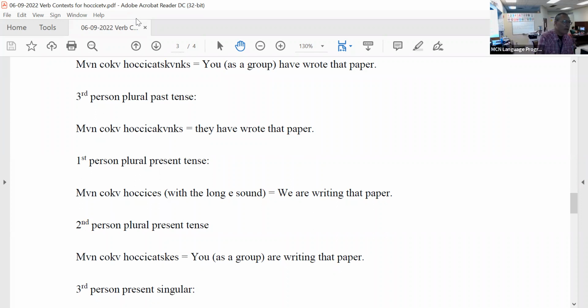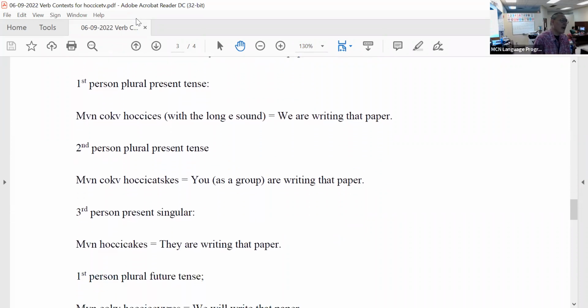Now, if I want to say we are writing that paper, in the present tense, I'm getting into the present tense right now. You're going to drop the ETV off the end, you're going to add the letters yes, but it's going to have a long E sound in there. And it becomes Hotejes. And if I say Choga Hotejes, then I'm saying we are writing that paper.